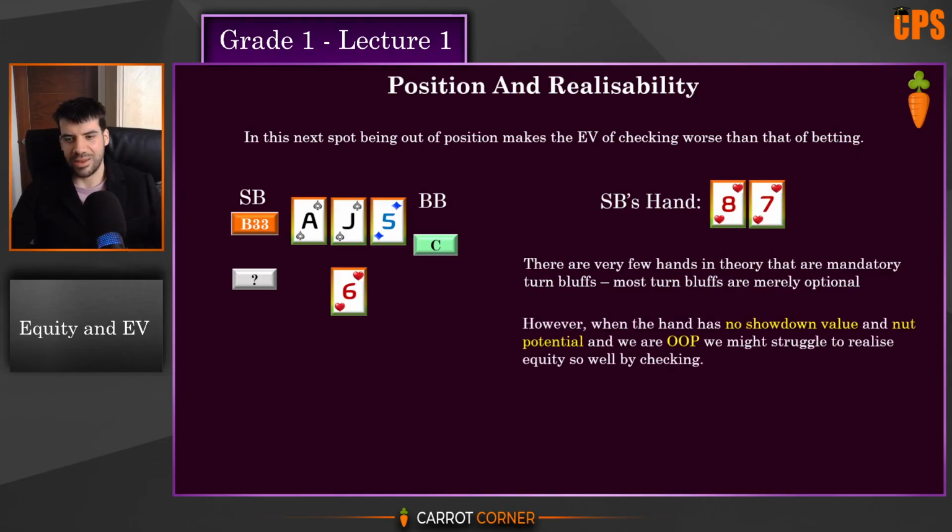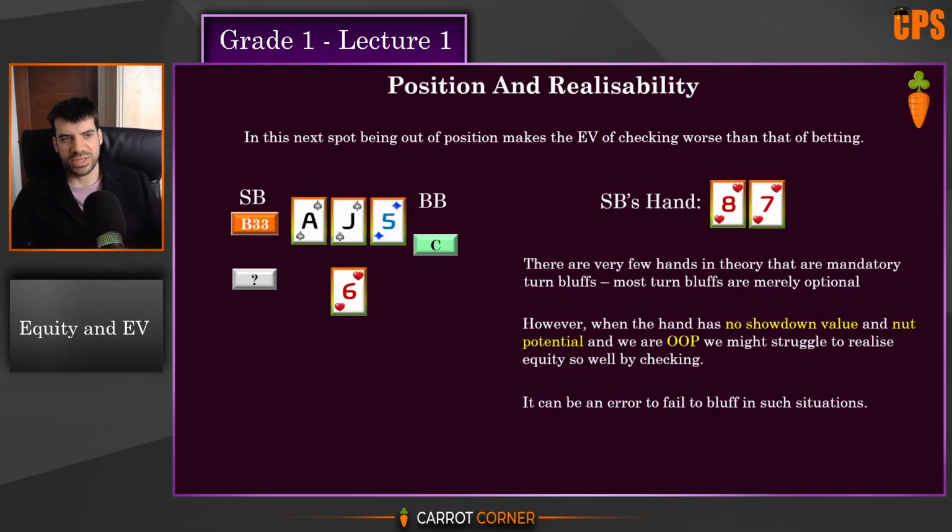So when a hand has no showdown value, but it does have nut potential, like it does have reasons to want to invest money, and we're out of position, we might actually struggle to realize equity by checking. Imagine you check and you face a bet here. You probably have to raise, right? That's a very expensive way to bluff. You can't really call a bet here. I don't think you can fold either. So probably you have to raise, and that'll be plus EV to check raise. But it won't, with a weak hand like this, be as plus EV as just betting immediately. So it can actually be an error to fail to bluff in such situations.